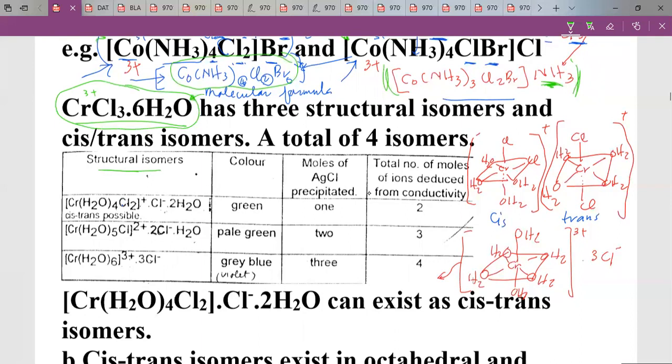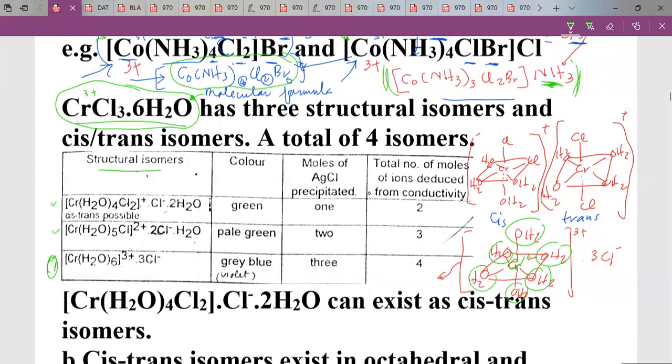So 1 mole of this chromium trichloride will have 1 mole of chromium, 3 moles of chlorine, and 6 moles of water. This is called the molecular formula. But they exist in 3 forms, 1, 2, 3, in 3 structures. The first one, we take the first one here, where all the water is directly bonded to chromium like here. Chromium 3+, and 1 water, 2 water, 3, 4, 5, 6, octahedral complex.